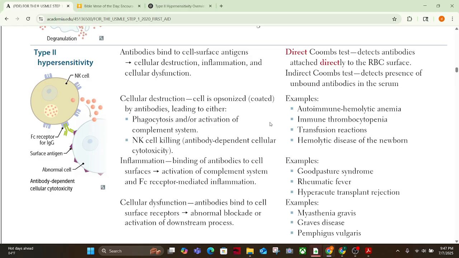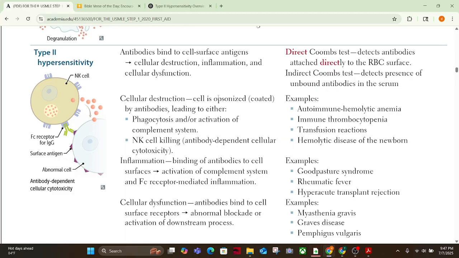So in type 2 hypersensitivity, you're talking about IgG, and in type 1 hypersensitivity, you're talking about IgE only. Just because it's hypersensitivity does not automatically mean that you're talking about IgE. It depends on the type of hypersensitivity. The type 1 hypersensitivity only deals with IgE. Type 2 hypersensitivity deals with primarily IgG or IgM, but we're going to talk about IgG for now.